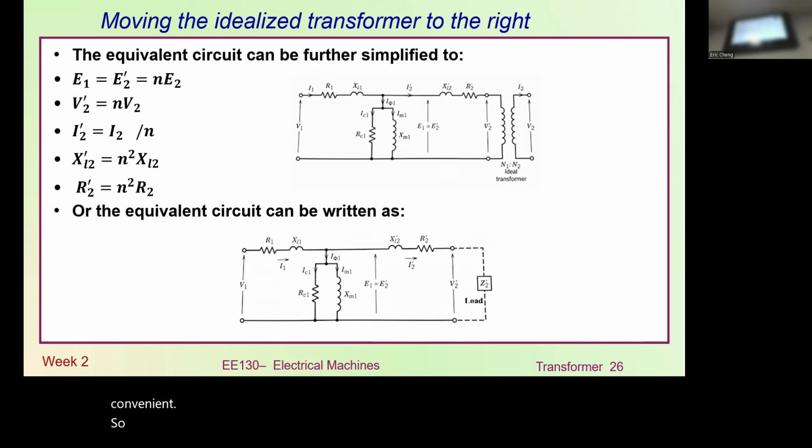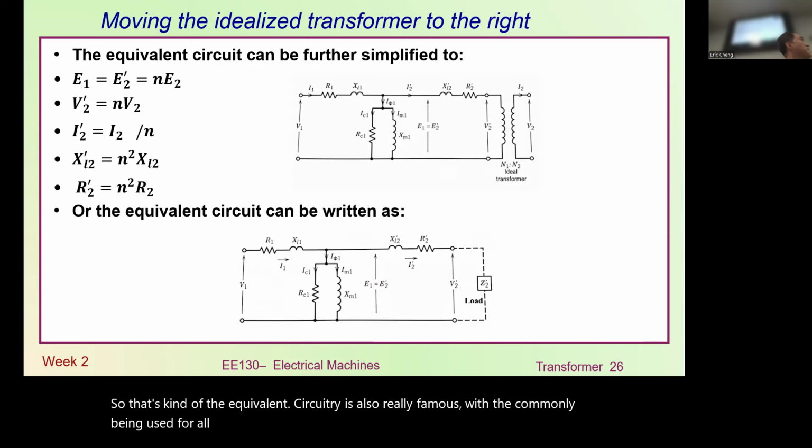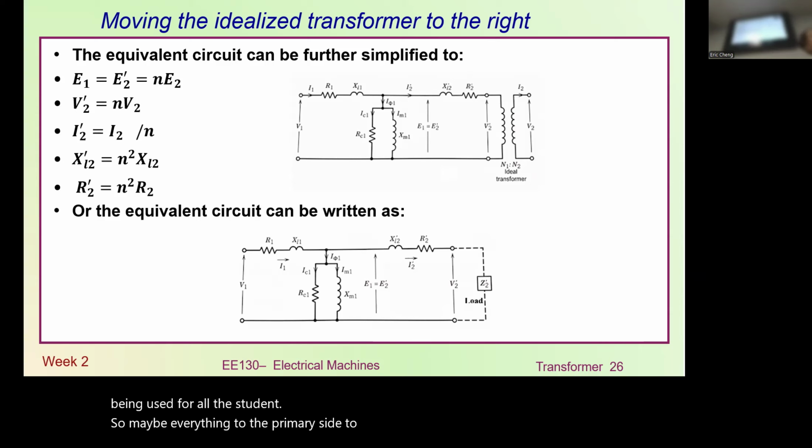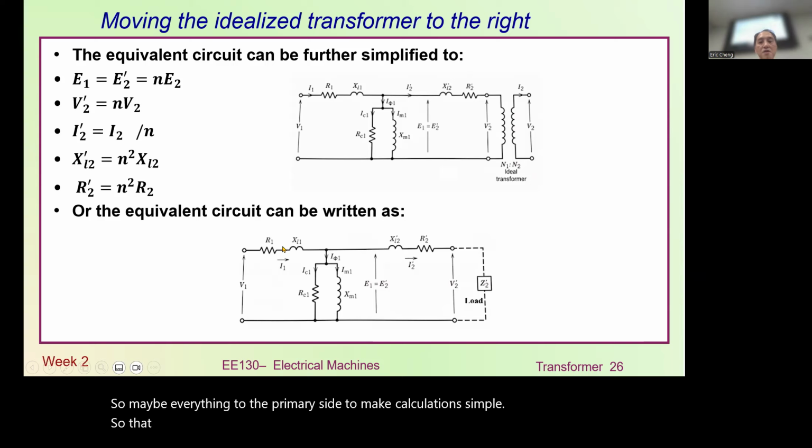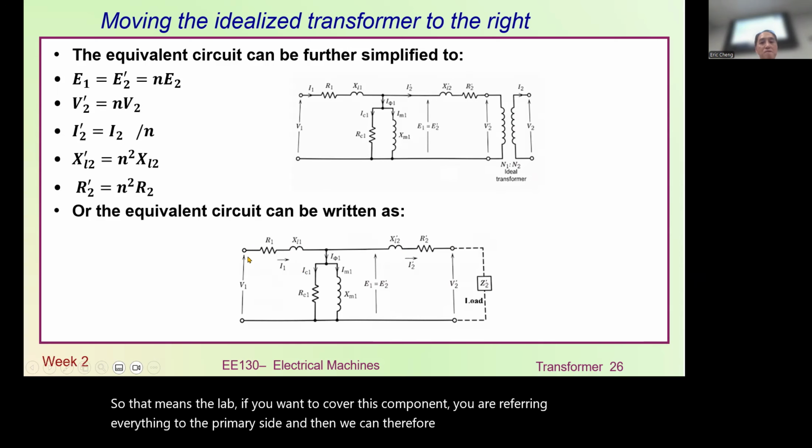So that equivalent circuitry is really famous, really commonly used by all the EE students. So we refer everything to the primary side to make calculation simple. That means in the lab, if you want to calculate this component, you refer everything to the primary side, and then we can therefore estimate this parameter.